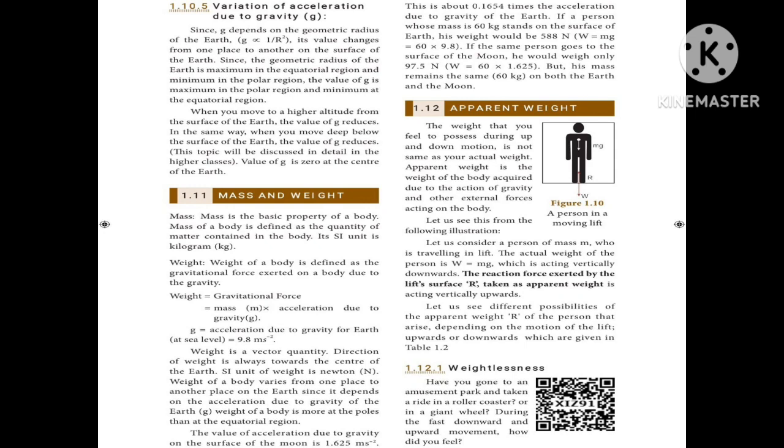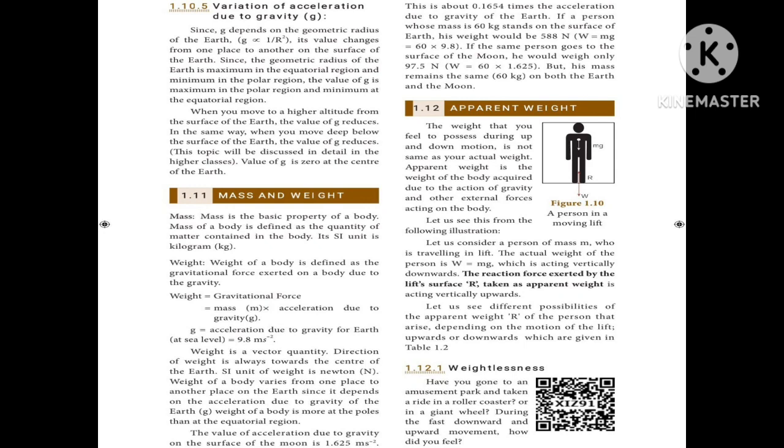Mass and weight. Mass is the basic property of a body. Mass of a body is defined as the quantity of matter contained in the body. Its SI unit is kilogram. Weight of a body is defined as the gravitational force exerted on a body due to gravity. Weight equals gravitational force, which is equal to mass times acceleration due to gravity, g. g equals acceleration due to gravity for Earth at sea level, equals 9.8 m s power minus 2. Weight is a vector quantity. Direction of weight is always towards the center of the Earth. SI unit of weight is Newton.